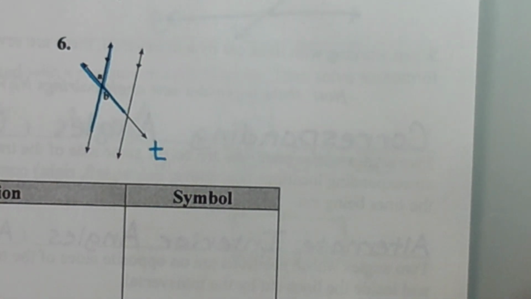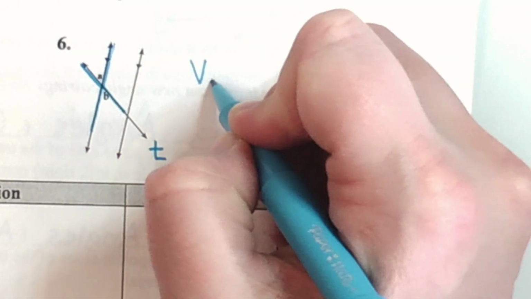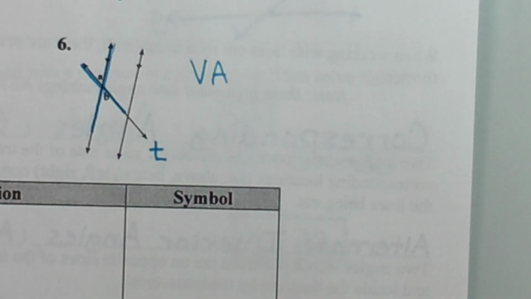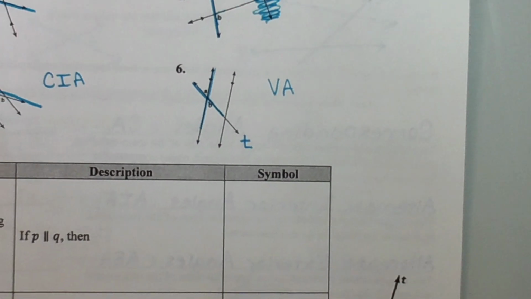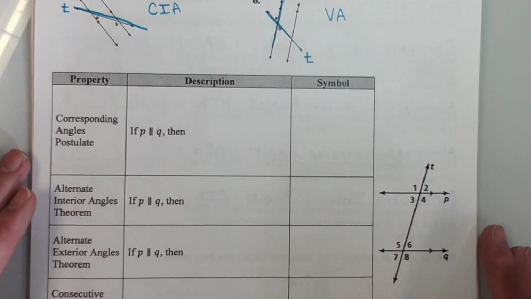Are they across from one another or next to each other? Across from one another, creating an X. Vertical angles. It is also possible to have angles that don't have a relationship. I didn't give an example of those here, but it is possible to not fit any of these, and you just write none.